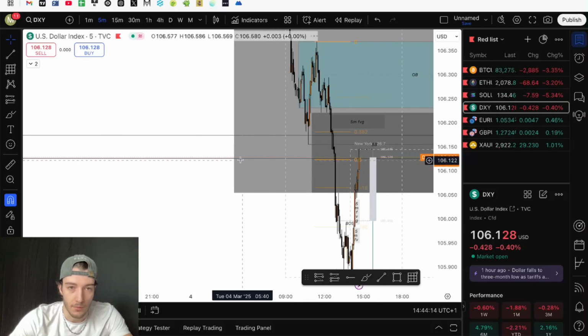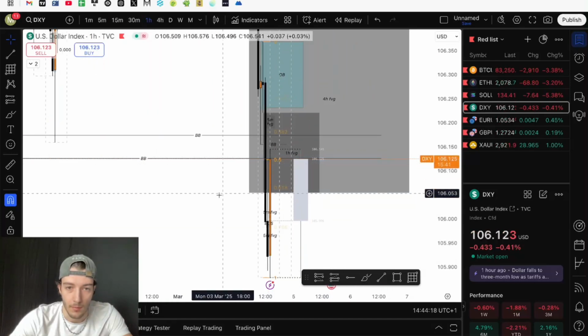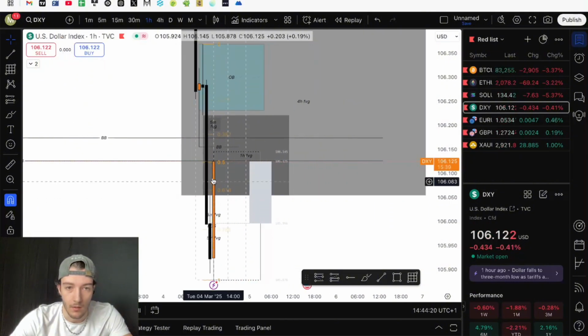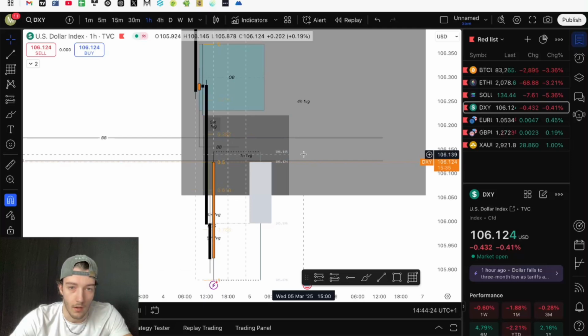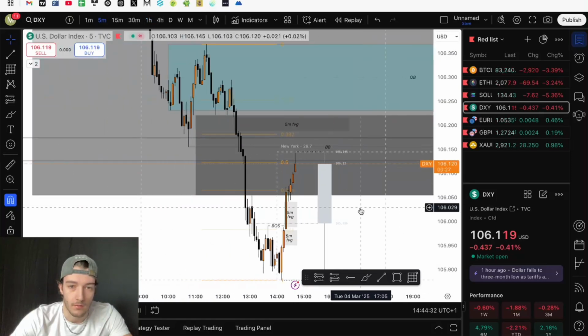DXY has reached the first breaker here, the higher time frame breaker, and is struggling to move a bit higher. We are deep in this 1 hour fair value gap now. At the 50% level, we tapped into it. Ideally it touches this breaker. If not, it's also fine.